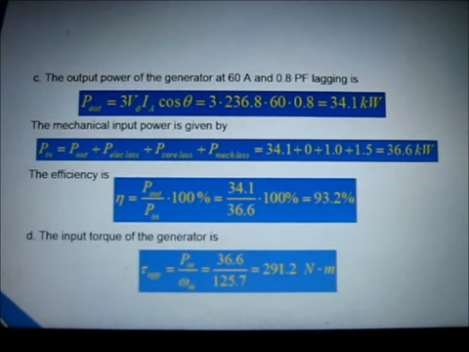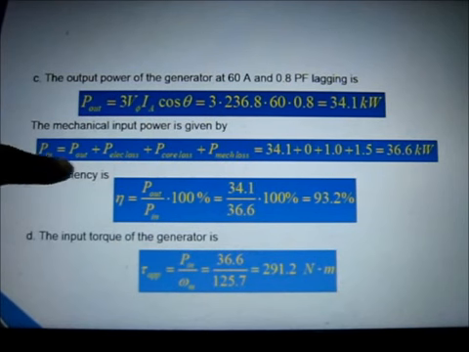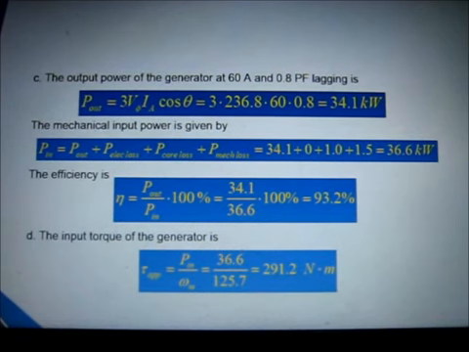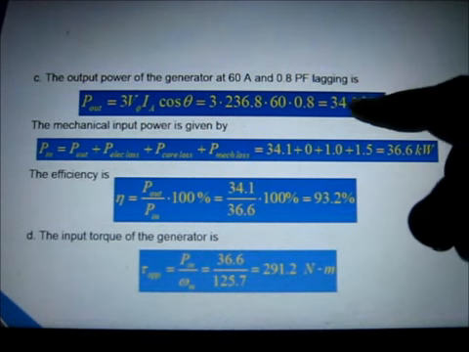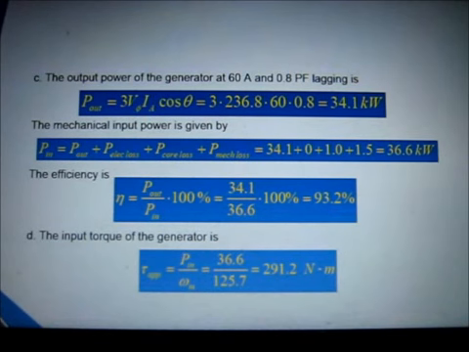Now calculating the total mechanical input power, we have P output plus all the losses, that is electrical loss, core loss and mechanical loss. All three losses are given in the question, and we have calculated the power output here. So the mechanical input comes out to be 36.6 kilowatt. Now for efficiency, we know power output by power input gives the efficiency, and the efficiency is 93.2%.